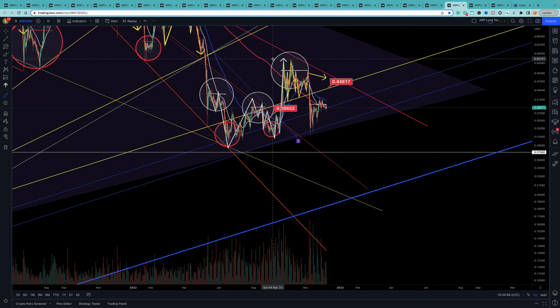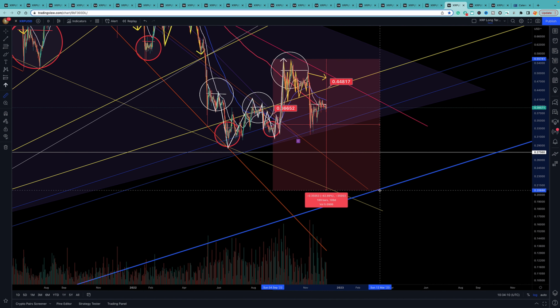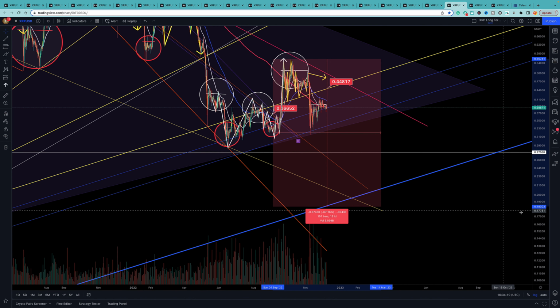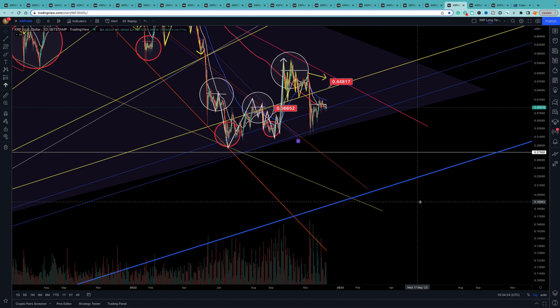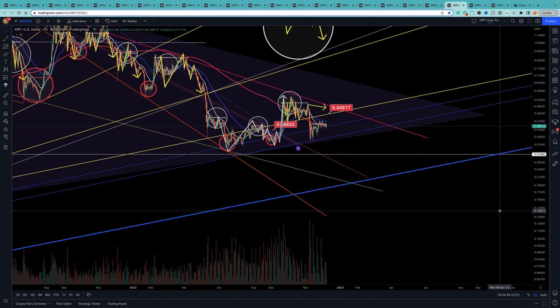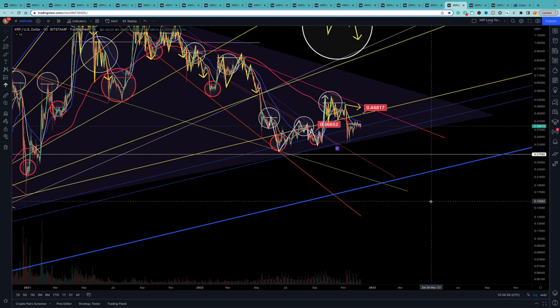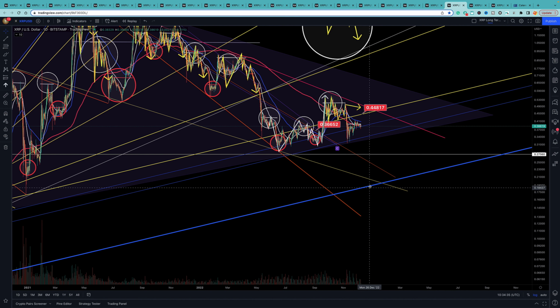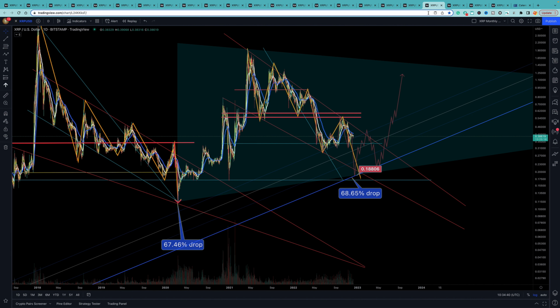And from our high here, bringing it on down to 67 or so takes us to about 18 cent, and potentially we are in this final phase now. Excuse me, and we're just working our way up to it. So I still have my eye on this target here, this drop here.